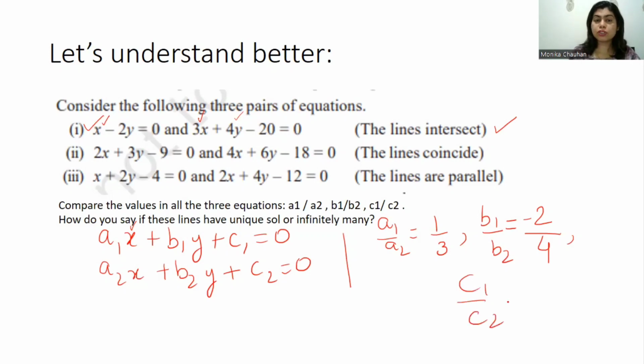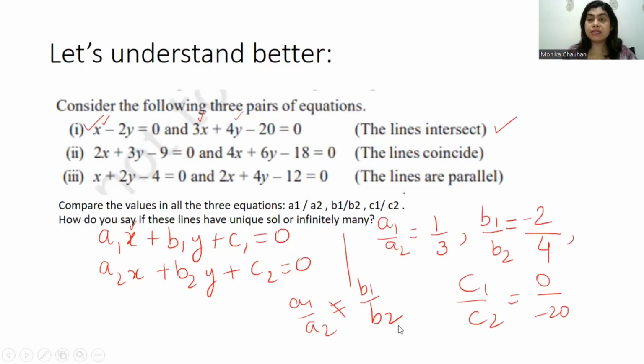Now what is C1 upon C2, the constant term? It is 0. And for me, C2 is minus 20. Now check. Do you find A1 upon A2 is equal to B1 upon B2 or C1 upon C2? None of them are equal to each other. Here, if you see, A1 upon A2 is not equal to B1 upon B2. In that case, the lines always intersect.